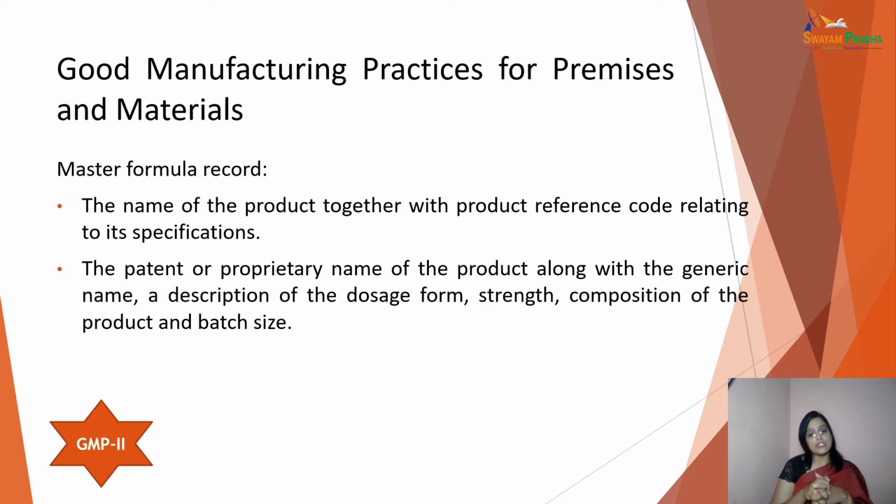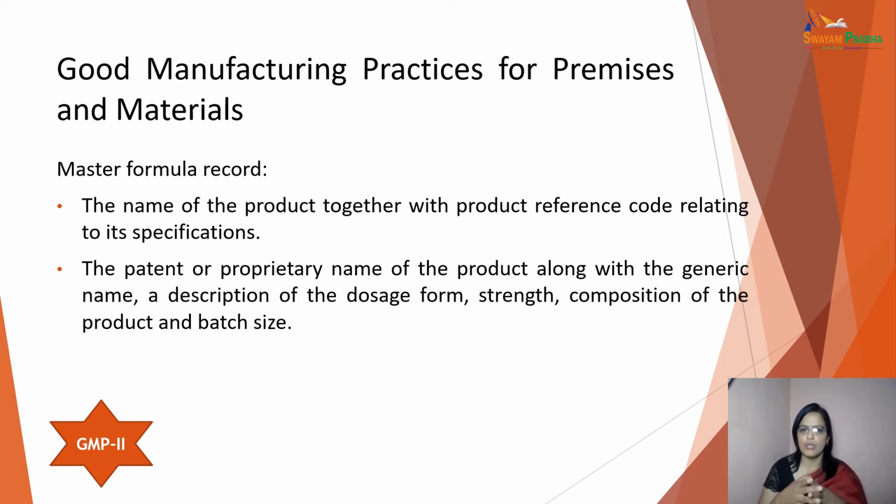Next is the master formula record. So this is very important, the master formula record, its maintenance and how it is documented. There shall be a master formula record relating to the manufacturing procedures for each product and batch size to be manufactured. So there is a separate master formula record for each batch size manufactured. This shall be prepared and endorsed by the competent technical staff, the head of production and quality control.